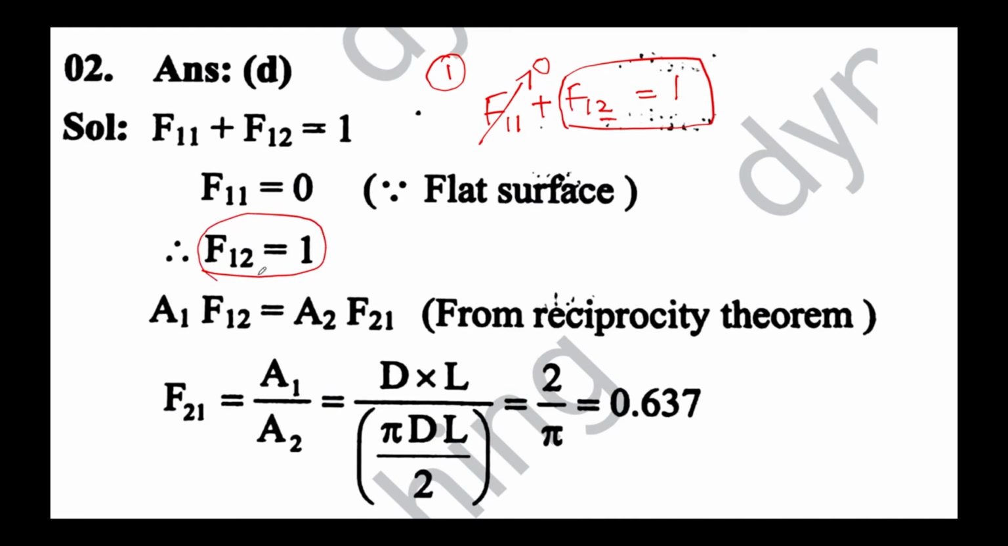Now to compare the first surface and the second surface, you have only one clue, which is the reciprocal theorem, which states that A1 F12 should be equal to A2 F21. This relation holds good for thermal equilibrium. You already know that F12 is 1 from the previous step. Now, if you know the areas of the two surfaces, A1 and A2, you'll be able to find F21. Just refer to the diagram.